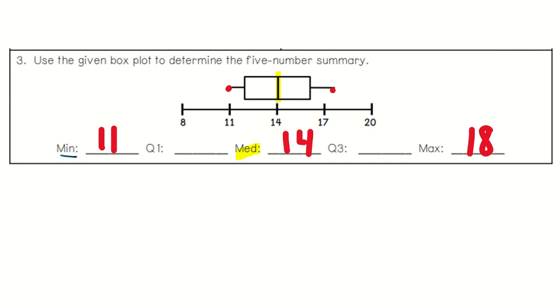Quartile 1 is going to be this. Where does that look to be? About 12. What's quartile 3? That would be that line right there, and that looks to be around 16. There you go. So we've gone backwards, used the box plot, and pulled out those important 5 numbers.